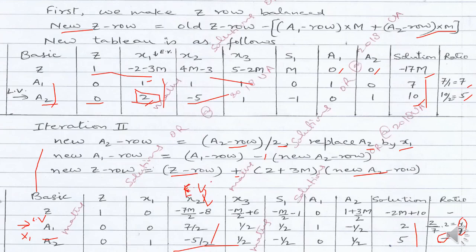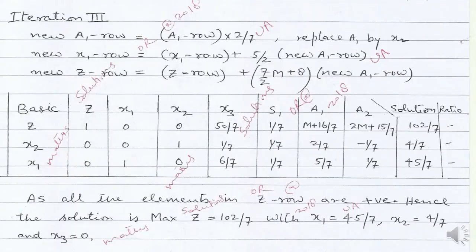So for this we use the formula. We divide the equation by 7 by 2, which is the pivot element, and get the new a1 row. We replace a1 by x2 in the next table and apply the following formulas to get the new table. We have divided by 7 by 2, that is, multiplied by 2 by 7, and a1 has been replaced by x2, and we got this new table by using these formulas.